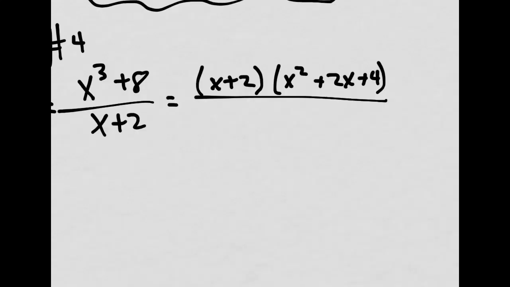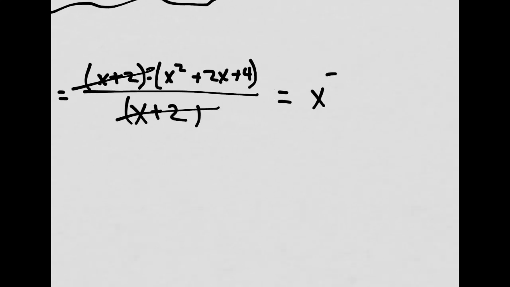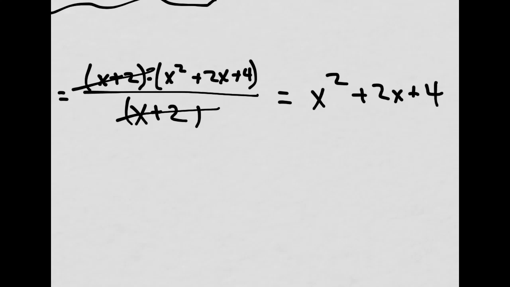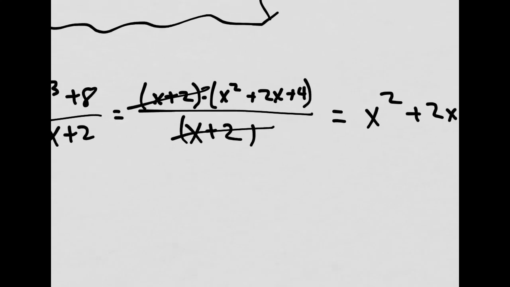So going back to this problem, then we have x plus 2 on the bottom, and since this is multiplication, it's one term times another term. These two terms would go to 1 because they're divided by each other, or they cancel out as we call it. So it's x squared plus 2x plus 4. Wait a minute, I didn't change the sign. This should be a minus.